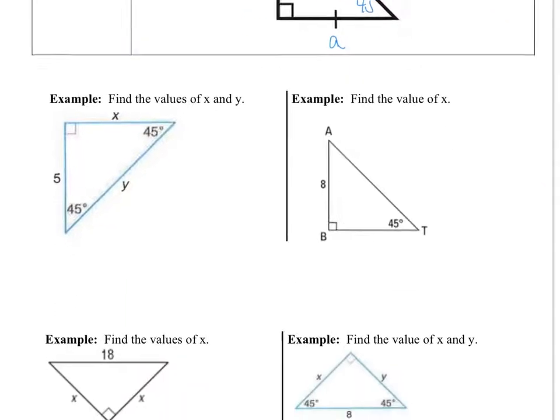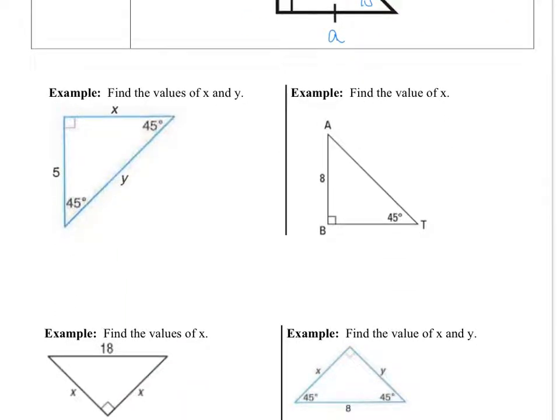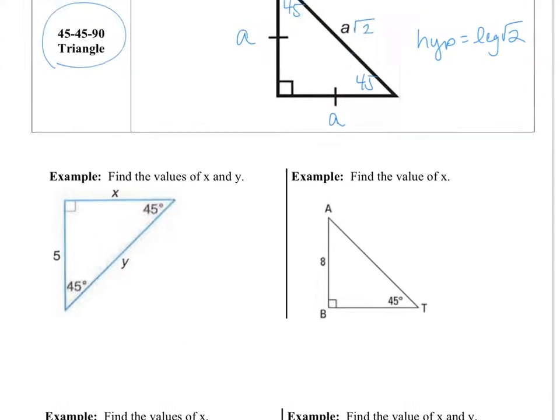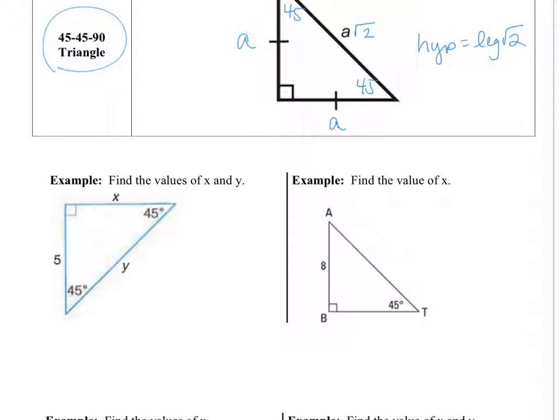Alright, we're going to go into some examples here. We're going to find the values of x and y using what we know about our 45, 45, 90 triangles. We know both of our legs are congruent, so I know x is equal to 5. From our rule that we just learned up top, our hypotenuse is equal to a times the square root of 2. I'm going to label this 5 as a, so y is equal to 5, which is the leg, times the square root of 2.